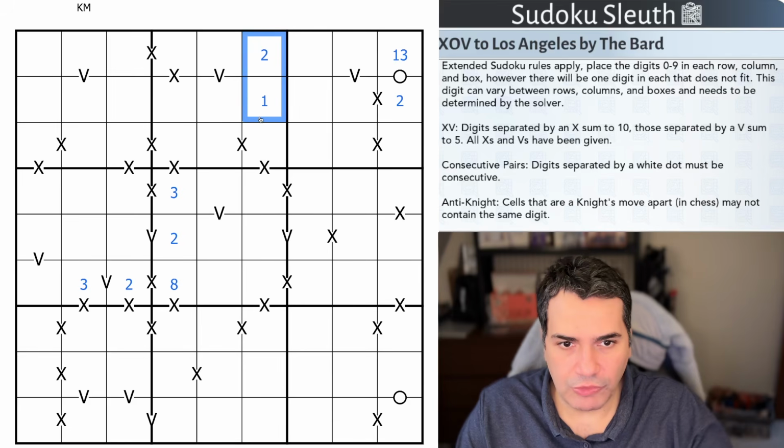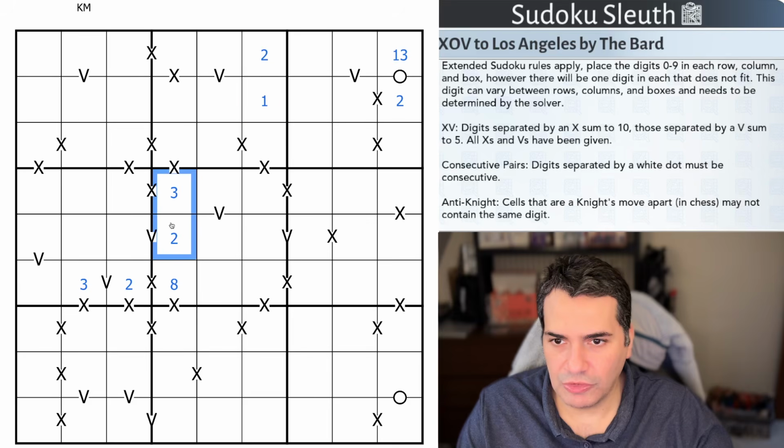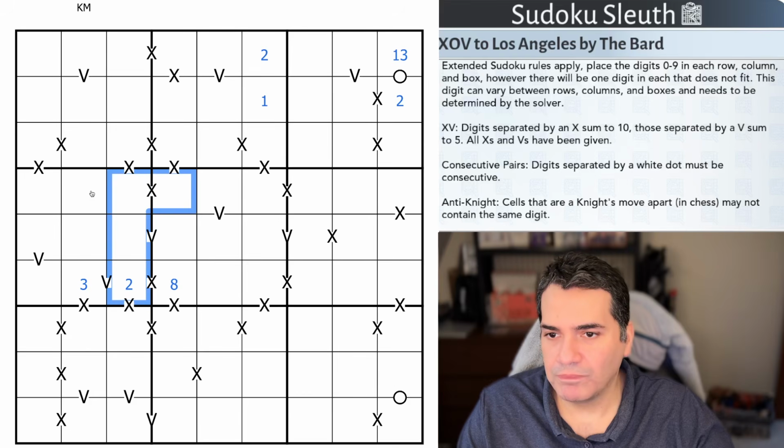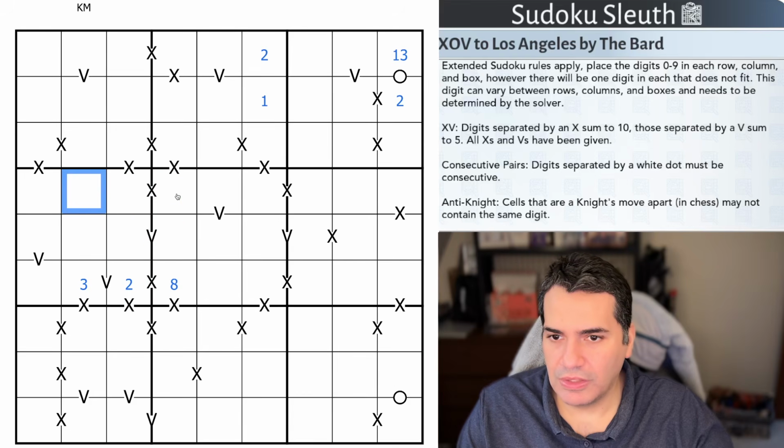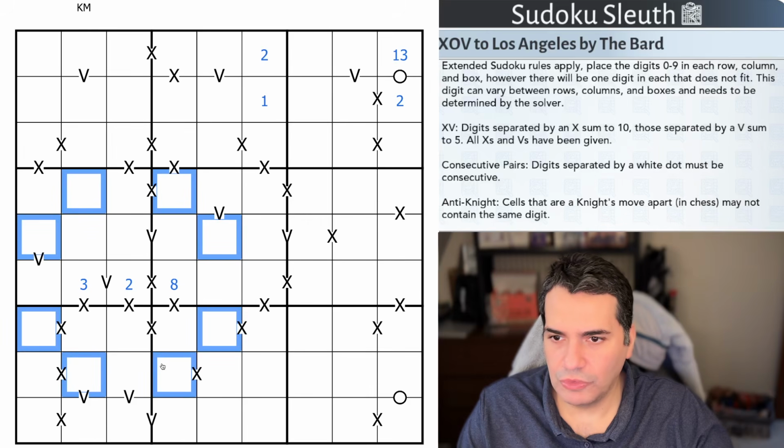Then last but not least, we've got anti-knight. So cells that are a knight's move apart in chess may not contain the same digit. So if this cell is a 2, for example, that cell cannot be a 2 because that is a chess knight's move away, as is this cell. And essentially, none of these cells could be 2. That's all the rules we have for today.